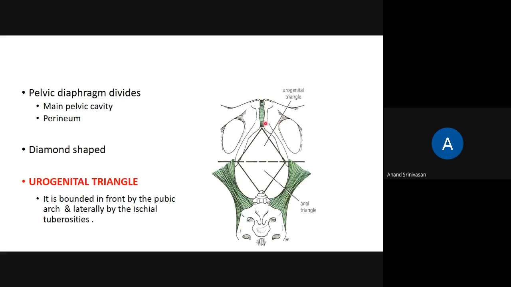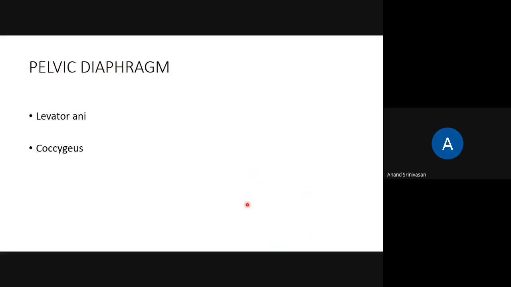The urogenital triangle is bounded by the pubic arch on both sides, the pubic symphysis anteriorly, and an imaginary line joining the two ischial tuberosities. The anal triangle is bounded anteriorly by this imaginary line joining the ischial tuberosities, and on either side by the sacrotuberous ligament. You can see that ligament.